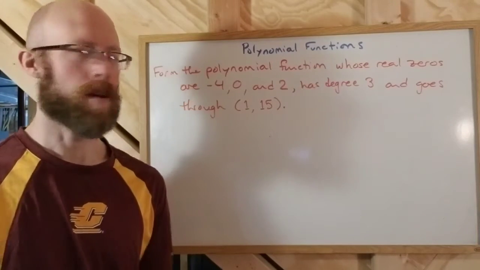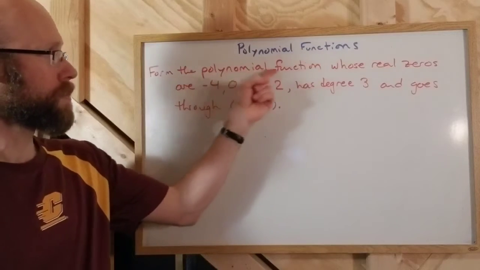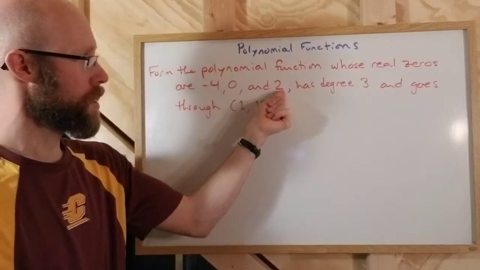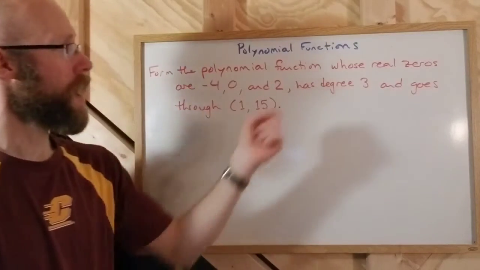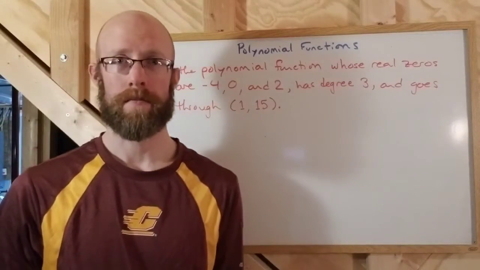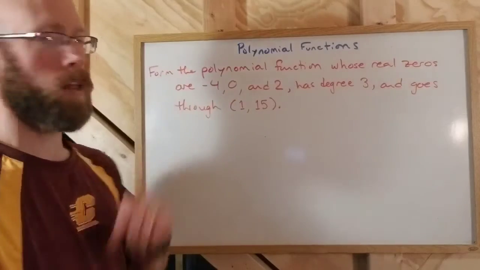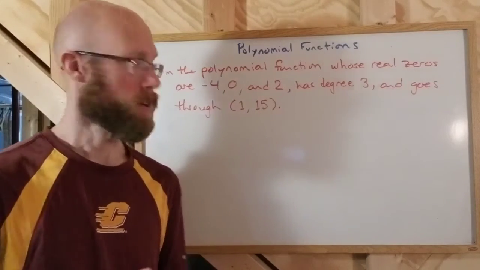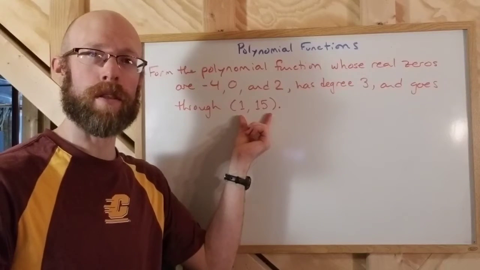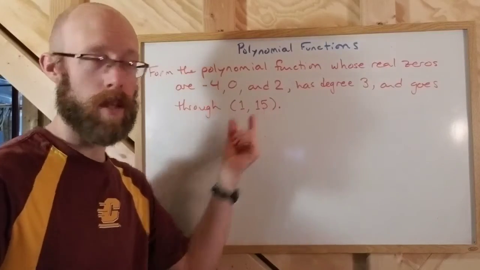All right, in this next example, we're going to be asked to form the polynomial function whose real zeros are -4, 0, and 2, has degree 3, and goes through the point (1, 15). Okay, well, to form that, notice that I said form the polynomial. There's only going to be one. This extra point is going to restrict what our leading coefficient can be.